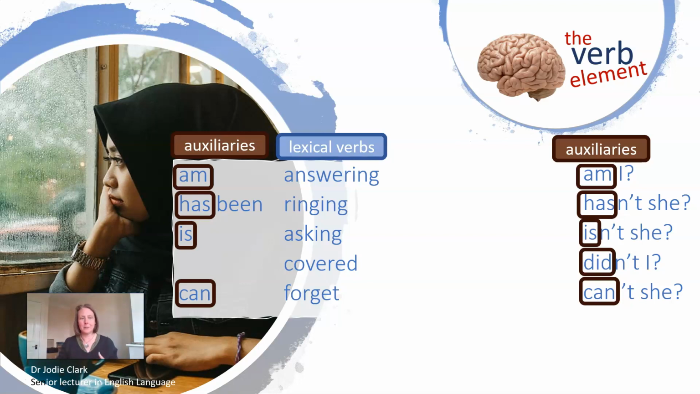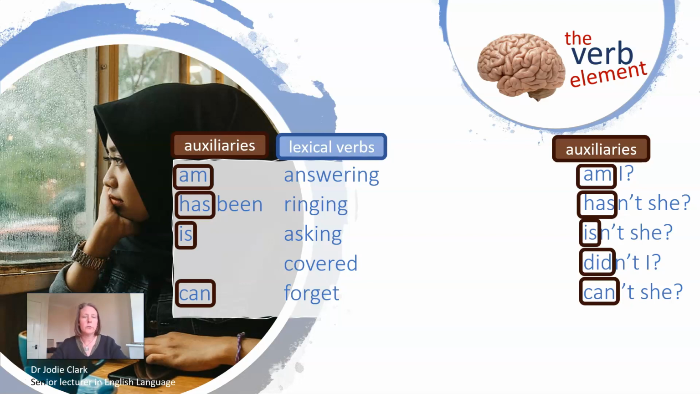We can come up with a synonym of them. We can act them out. You know, you could say, oh, answering. Answering means like when you respond to something. Or ringing, that's when you go bring, you know, or asking is like when you have a question. So lexical verbs are ones that you can define, whereas auxiliaries have a function, but they're a lot trickier to define. Okay? So we're noticing that our verb elements can have auxiliaries, and they also can have lexical verbs.